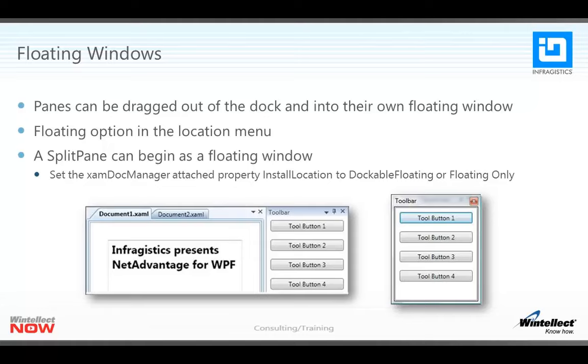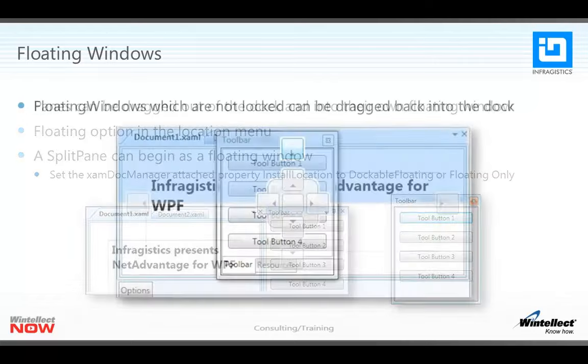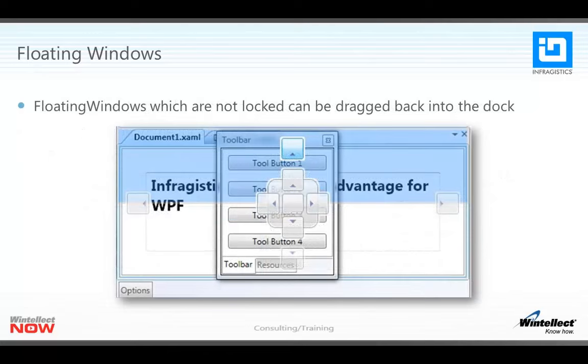Clicking and dragging on a pane title bar allows the pane to be dragged out of the dock and into its own floating window. Choosing floating in the location menu will accomplish the same functionality. A split pane can also be set programmatically to begin as a floating window by setting the XAMPP Doc Manager attached property install location to dockable floating or floating only enumerated values. Floating windows which are not locked, which is the case when set to floating only, can be dragged back into the dock to become a docked pane again.